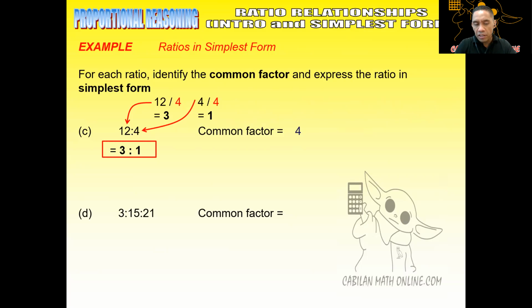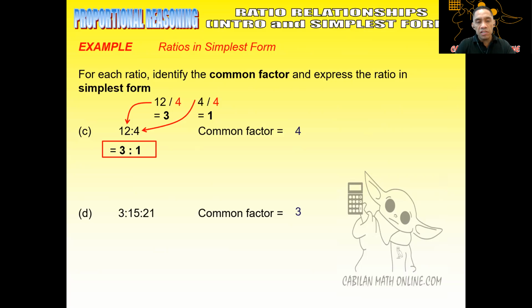Okay, so if you look at 15, 15 doesn't go evenly into 21, and since 15 is bigger than 3, 15 doesn't go into 3. Okay, and same thing with 21. 21 is bigger than both 15 and 3, so 21 can't be the common factor. So the only number that can go evenly into both 3, 15, and 21 is 3.